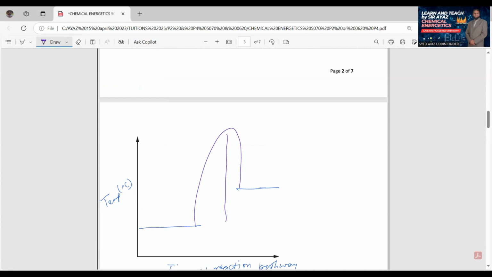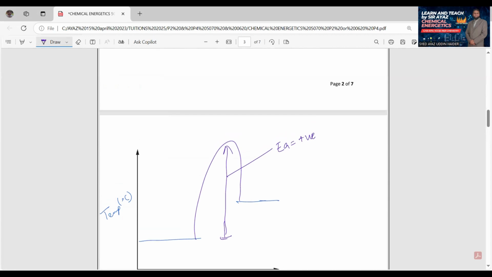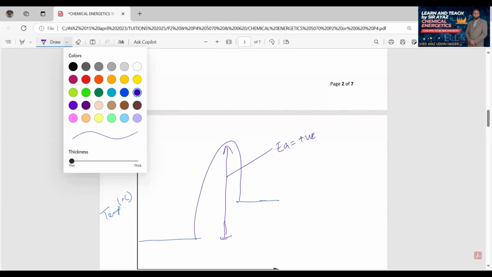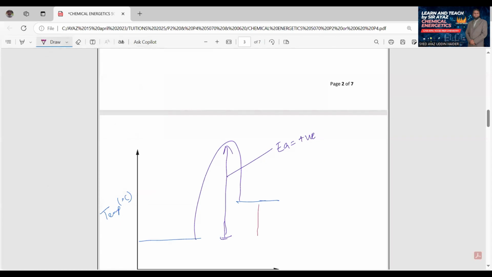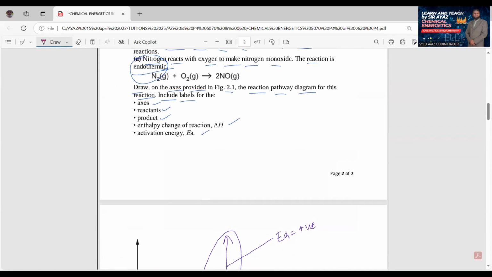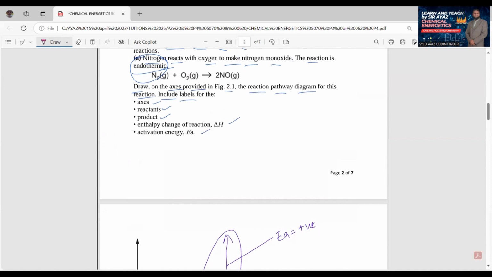And this will be the activation energy for this reaction. EA is equal to plus. The enthalpy change should be between reactant and products. Reactant and product, this will be the enthalpy change, and the sign must be plus. Now what is left? Reactants and product. We have N2 plus O2 gives 2NO.